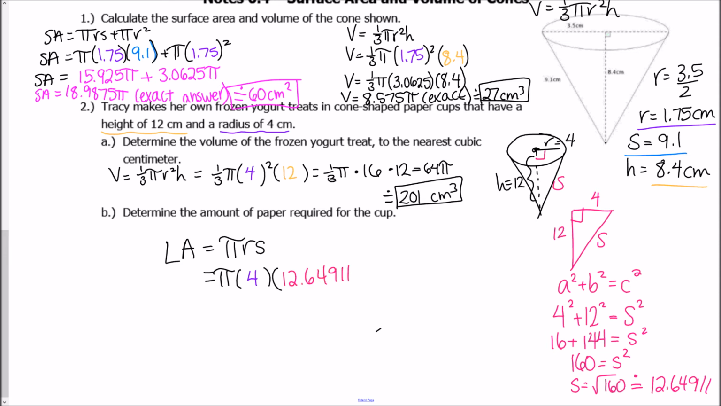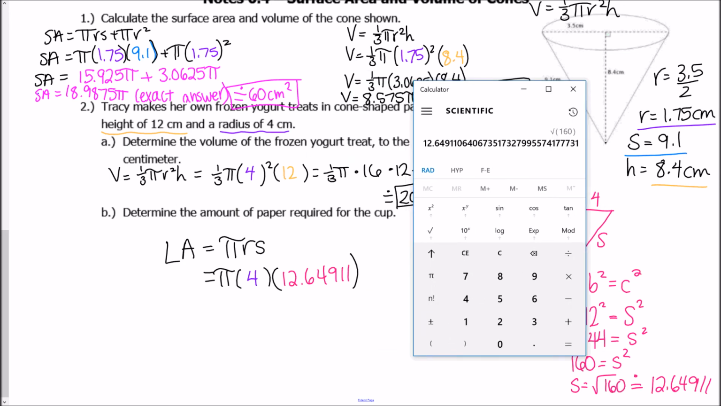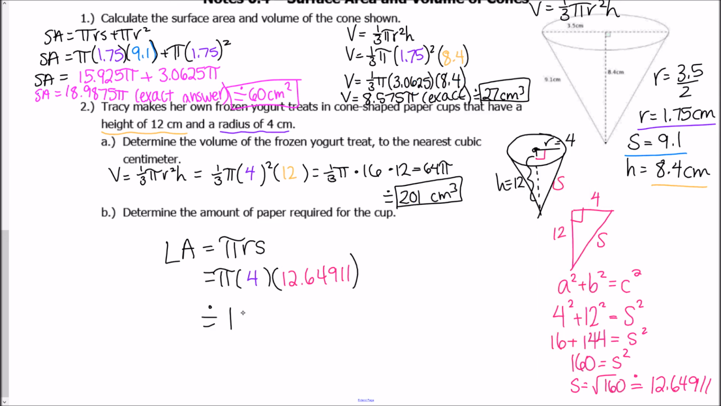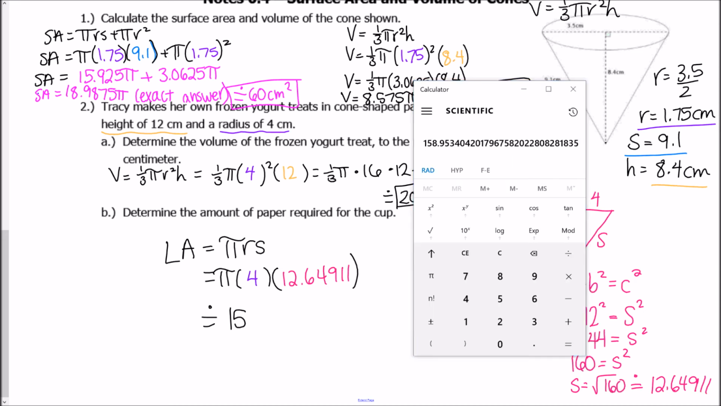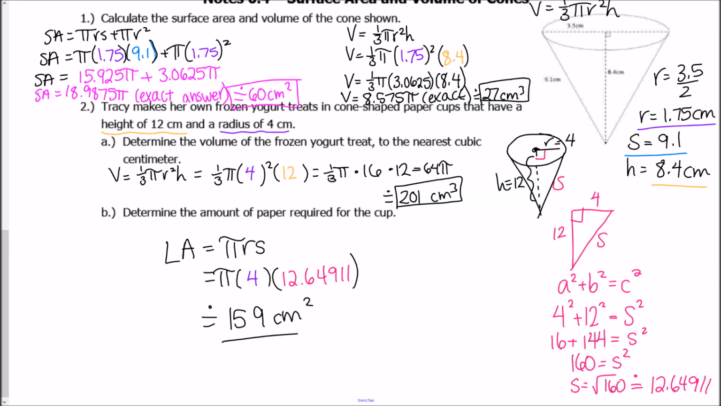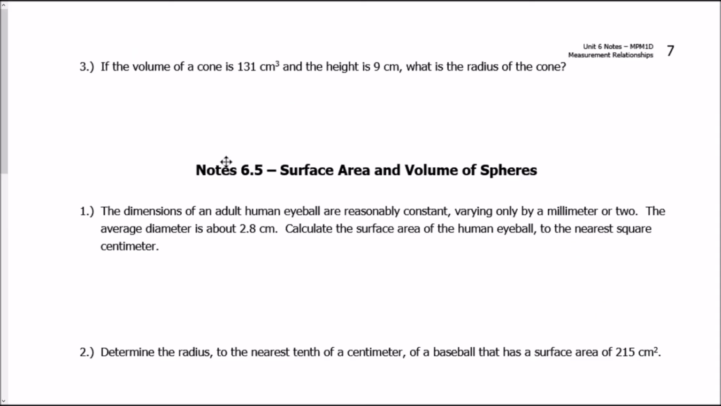Now, at this point in time, there's no way I can get an exact answer if I'm going to use this as my slant height because we rounded it. If I plugged in square root of 160, then it would be an exact answer. So I'm just going to go ahead and type this into my calculator. I'm going to take pi, multiply it by 4, then multiply it by 12.64911, and I end up getting about 159 square centimeters. So the lateral area is approximately equal to 159 centimeters squared.